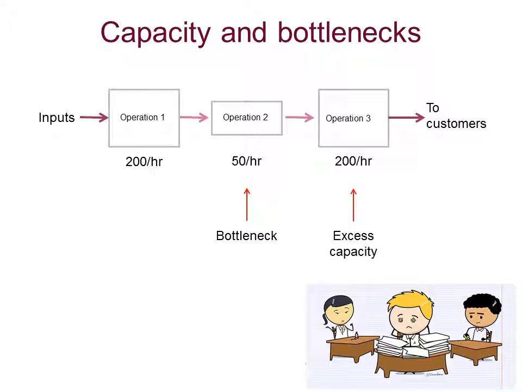Operation 3 can process the 50 units per hour which are delivered to it by operation 2. That means we have 150 units per hour sitting idle, excess capacity. Meanwhile, in stage 1, operation 1, we're producing 200 units per hour, and the problem we have here is that operation 2 can only process 50 units per hour. So the excess production from stage 1 forms either inventory or queues, which need to be processed by stage 2.